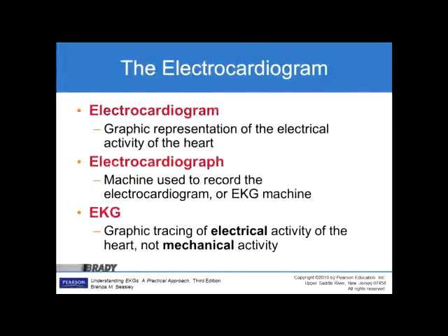So the electrocardiogram is a graphic representation of the activity of the heart, and if we run a 12 lead or did a strip, this would be the actual strip, an electrocardiogram or an ECG. The electrocardiograph is a machine, so this is the actual LifePak 12 or LifePak 15. The EKG is a graphic tracing of electrical activity of the heart, not mechanical activity. So the EKG is going to show the electrical activity only, but we could also be pulseless in this.